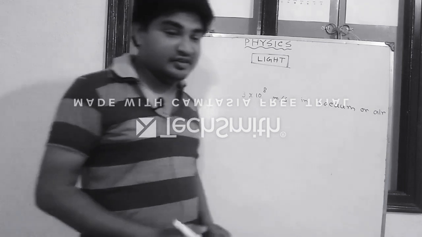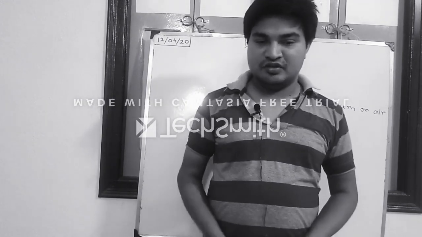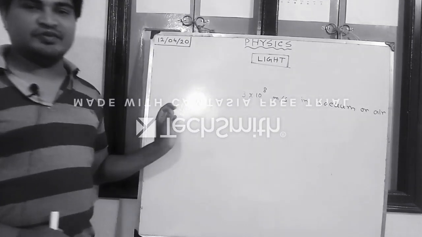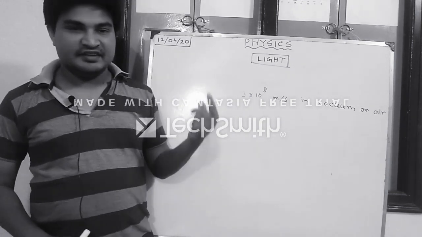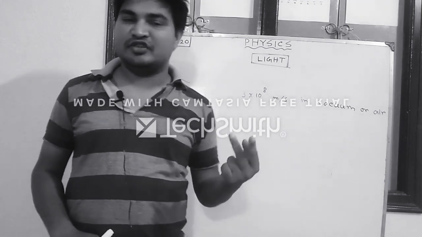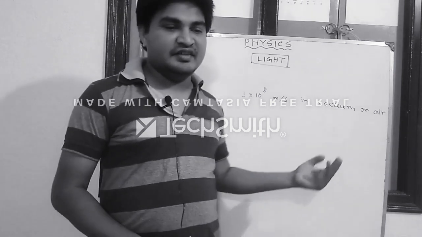And the third property of light is that it is a form of energy. We all know about it. Clear? So the basic three properties of light are: first, light travels in a straight line; second, light never requires a material medium to travel from one place to another place; and third, light is a form of energy.